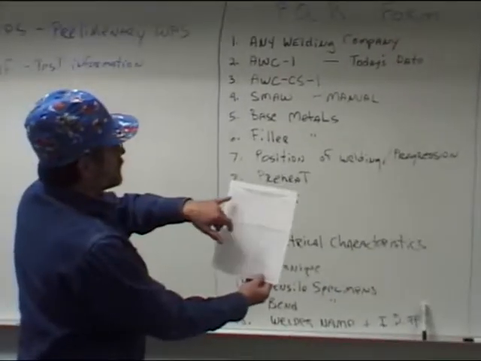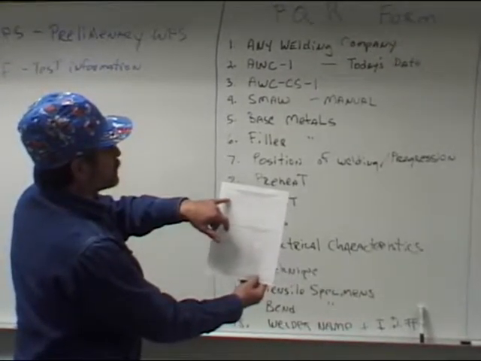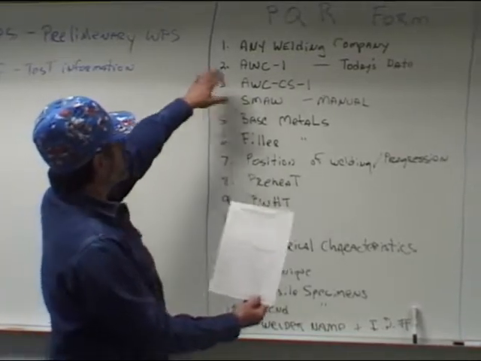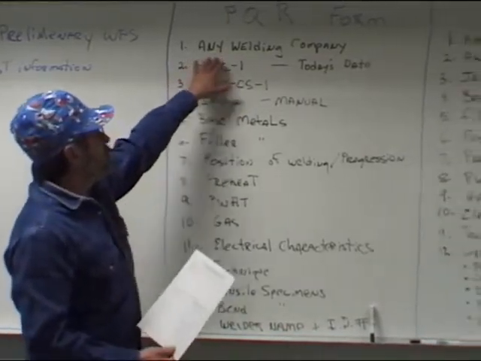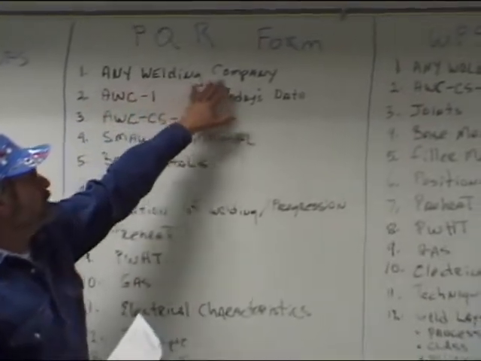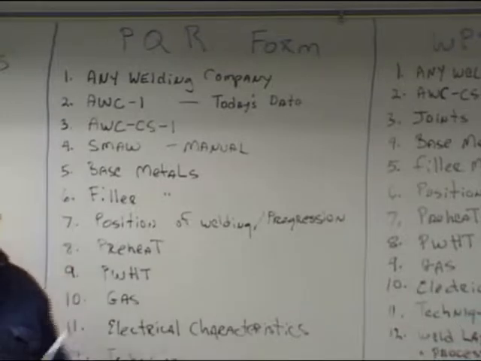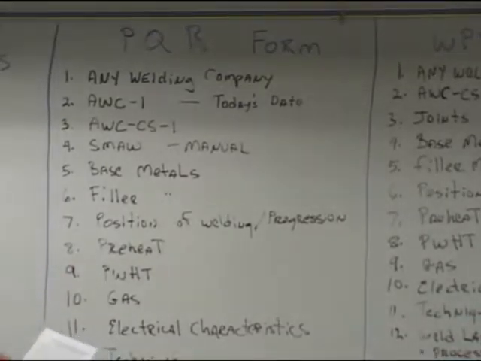So if you look on the front page here, we've got company name, then procedure qualification record number, and the date, and so forth. Under company name, I'd like you to fill in that space with a name that you come up with. I just happen to write Any Welding Company. That's going to be my company name.